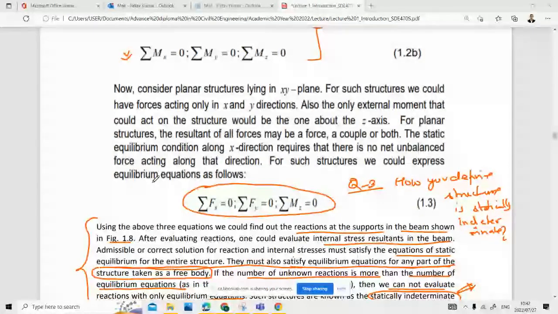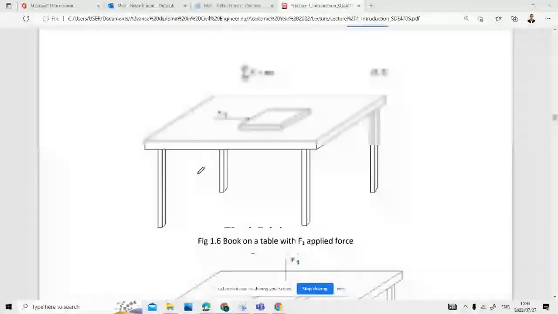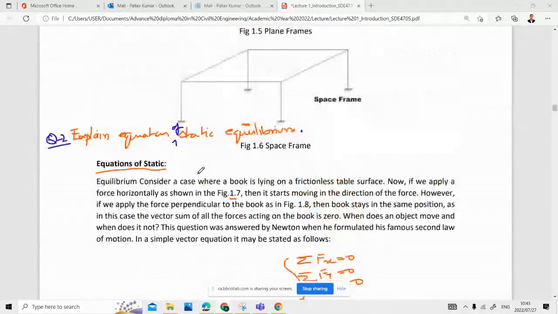Please move to question number 2. Okay, I'll move it to question number 2. Explain equation of static equilibrium. Yes. Is it fine? Can you see it?